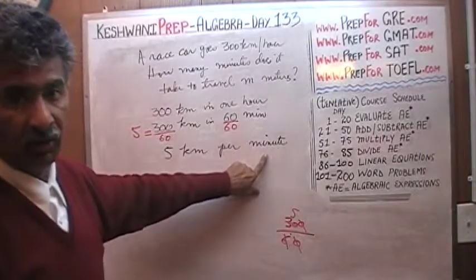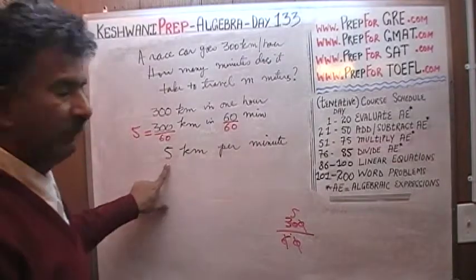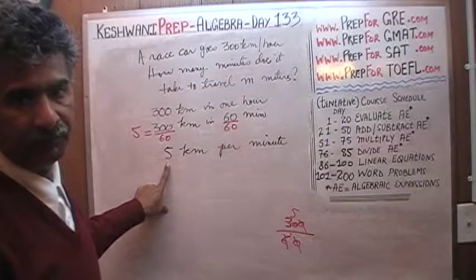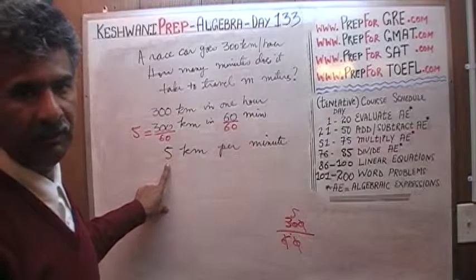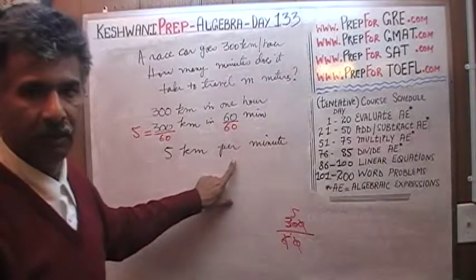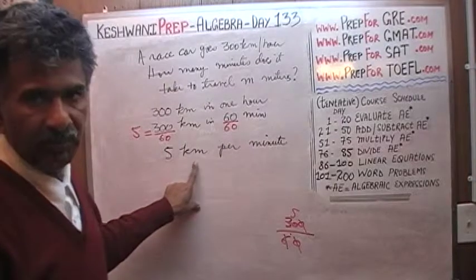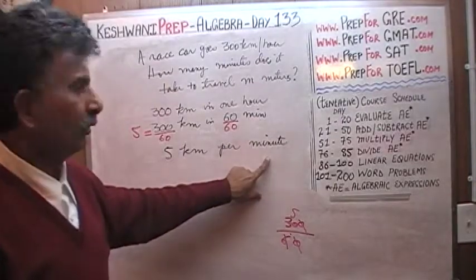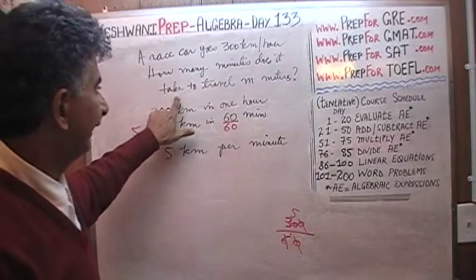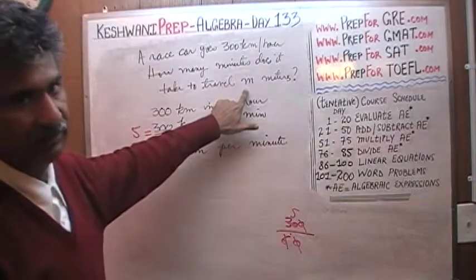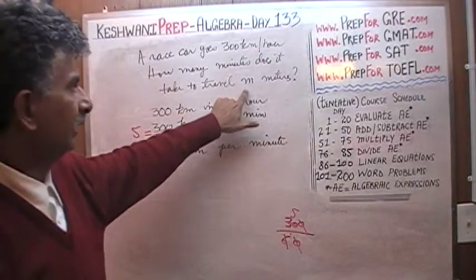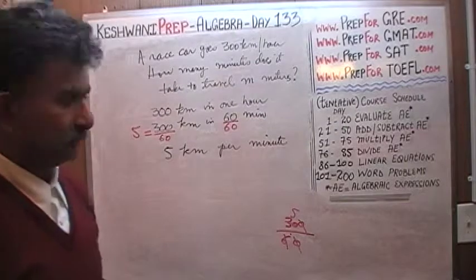The punchline here, the question, is not how fast does he go in 1 minute. Had that been the question, we would have been done: 5 kilometers. Or if they were asking how many meters does it travel in 1 minute, we would have been done. It's 5,000 meters in 1 minute. That's not the question. The question is how long does it take to travel m meters. This guy does not want to travel 5,000 meters. He wants to go m meters. We got some work to do still.